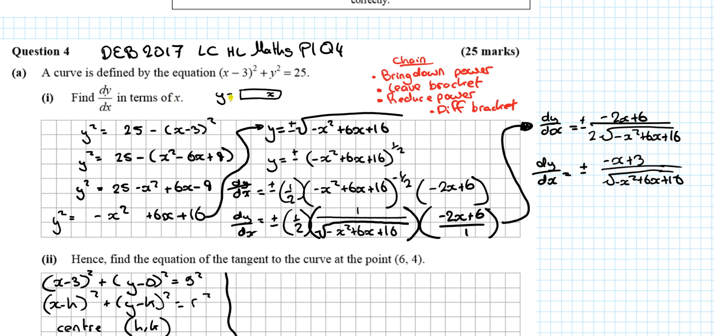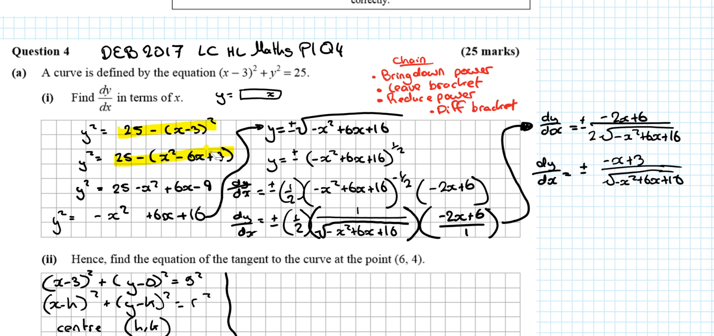Okay, so I want to first get y is equal to something with x's. If I'm going to find dy/dx, I first need the y on its own. So I'm going to subtract (x - 3)² from both sides and multiply out this right hand side and simplify it as much as possible. I'm then going to try and find y on its own.